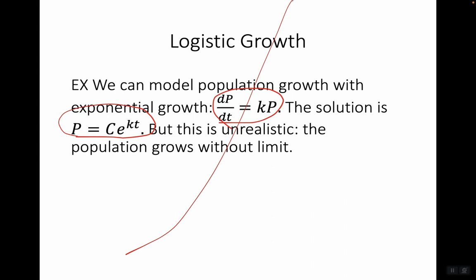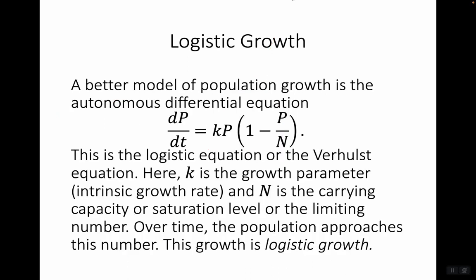We know what exponential growth looks like, and nothing grows like that. Even mold on a ham sandwich that's been under your bed for a year is not going to grow without limits. A better model of population growth is the autonomous differential equation dp/dt equals kp times (1 minus p over n).